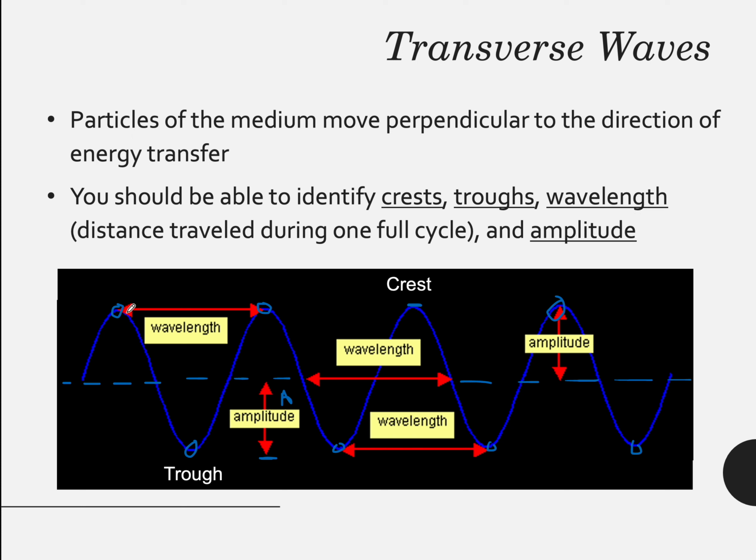Wavelength is the distance between two crests or two troughs, or even two points of equilibrium. It's the idea that it's a point where the wave starts repeating. Wavelength, I'll just mention real quick, is represented by the Greek letter lambda. Lambda looks like that. So it's a little bit strange. You're like, ooh, strange new letter. Yeah, this is lowercase lambda. But you should be able to recognize all those pieces in a transverse wave.